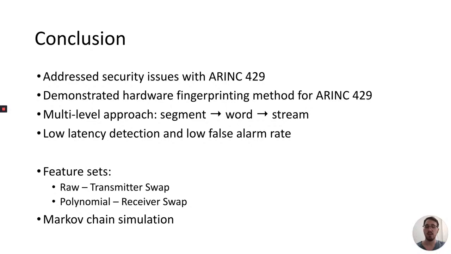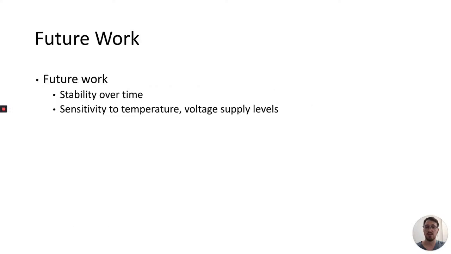Other takeaways we picked up along the way. We experimented with different feature sets and found that different feature sets are suitable for defending against different types of attack. We applied a Markov chain analysis to justify the usage of the suspicion counter. This is early academic work. There is more research to be made regarding the stability of the performance over time and the sensitivity of the method to environmental conditions such as temperature and voltage supply levels.